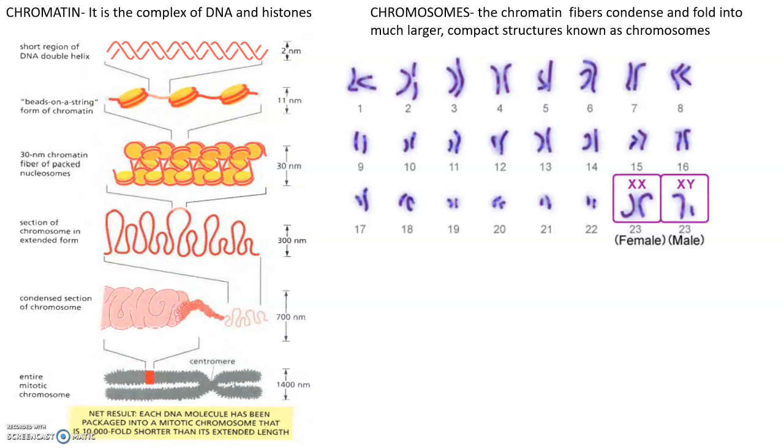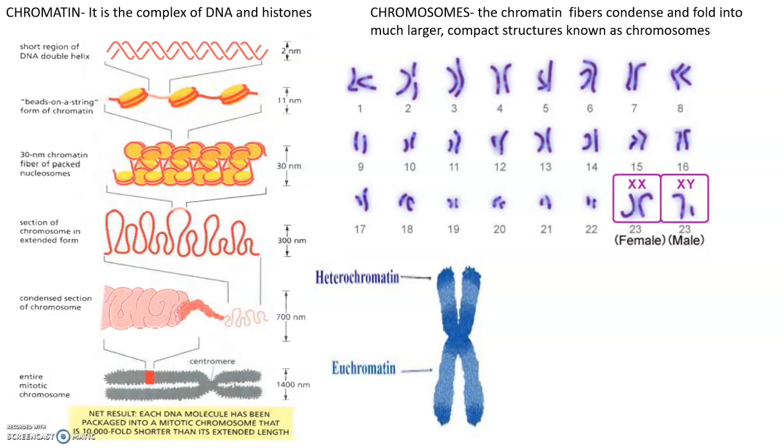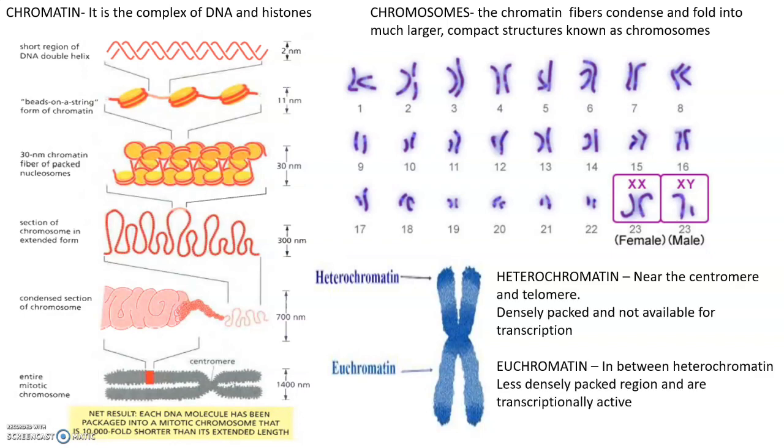In humans, there are 23 pairs of chromosomes, out of which 22 are autosomes and one pair is sex chromosomes. That is double X in female and X and Y in male. And these chromosomes consist of heterochromatin and euchromatin. In heterochromatin, the histones are densely packed and they are not actively available for transcription. Whereas in euchromatin, the histones are less densely packed and they are transcriptionally active.